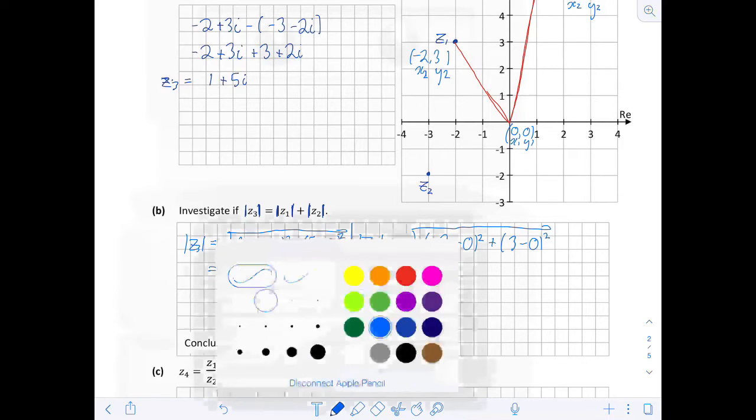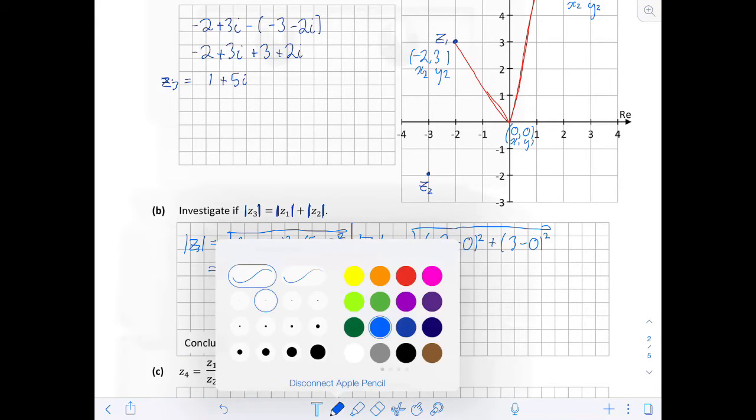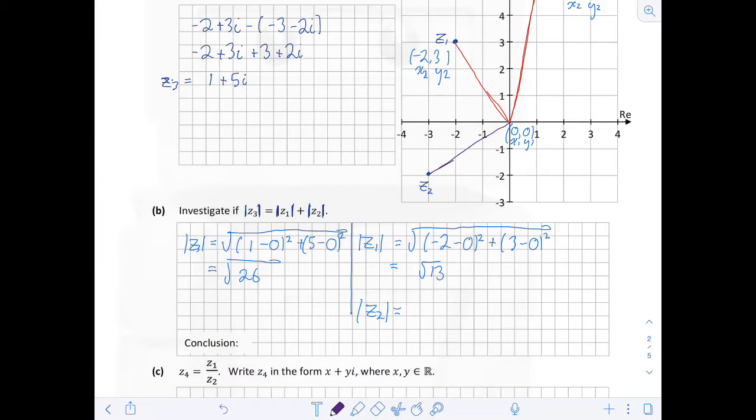And then we have to work out the modulus of Z2. The modulus of Z2 looks like this thing here. Let's go for purple this time. I need to work out that distance.